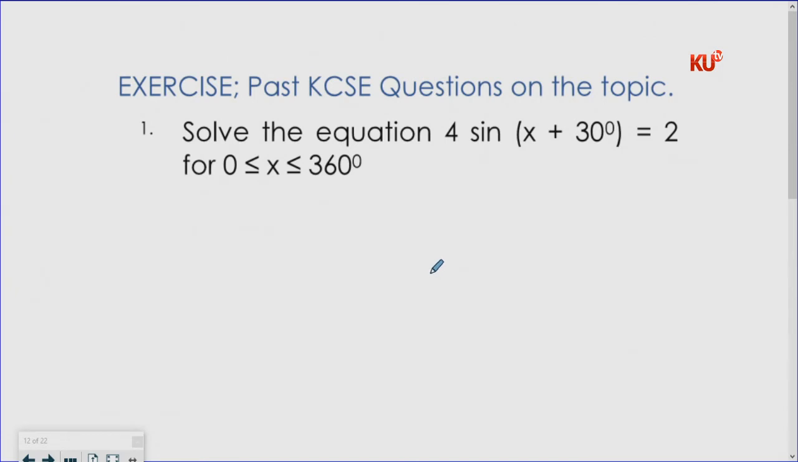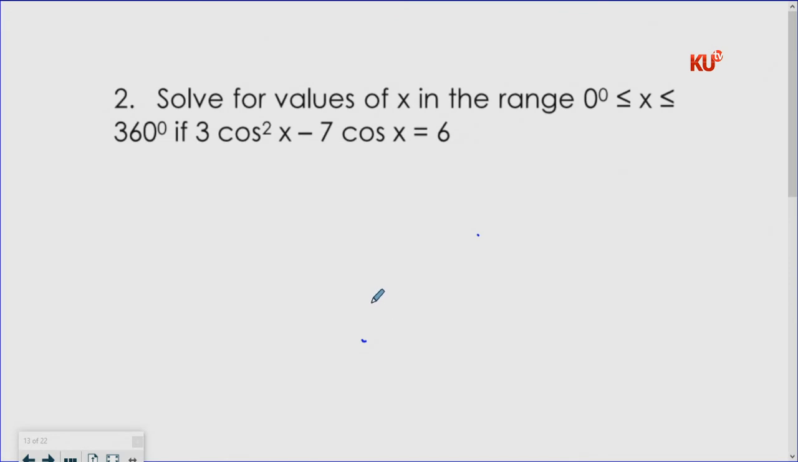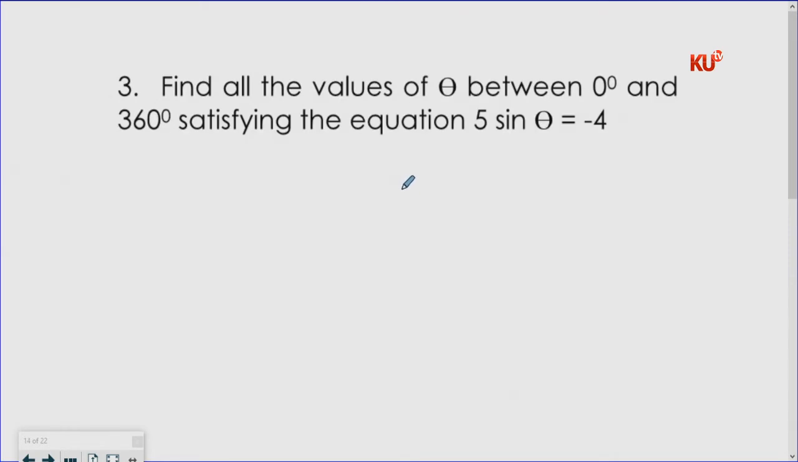You have a past KCSE question on the topic. You are told to solve the equation 4 sine into brackets x plus 30 degrees is equal to 2. The values of x range from 0 degrees to 360 degrees. We can work out this one because I'm sure we have other questions that I'll be giving you. You'll try question number 2 and also question number 3.